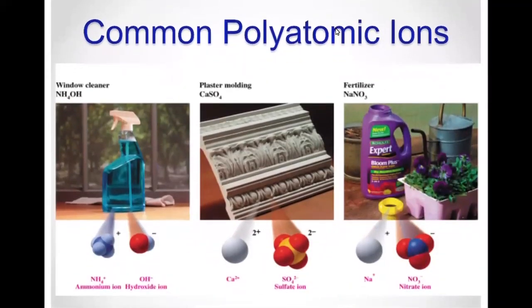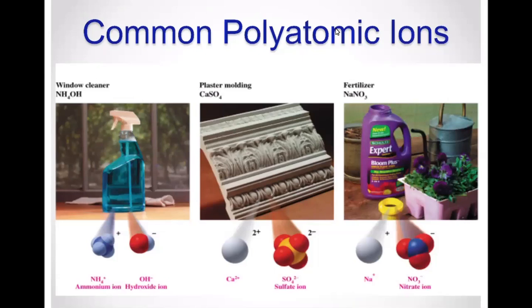We do need to learn a good number of these polyatomic ions because they're very, very common. So here's just some examples. Here's ammonium hydroxide. That's like in Windex, a glass cleaner. Ammonium is a polyatomic ion, so is hydroxide. So that's two different polyatomic ions. Here's calcium sulfate, so the sulfate ion that we talked about. This is found in gypsum and plaster molding. And here's sodium nitrate, a polyatomic ion, nitrate, found in fertilizer.